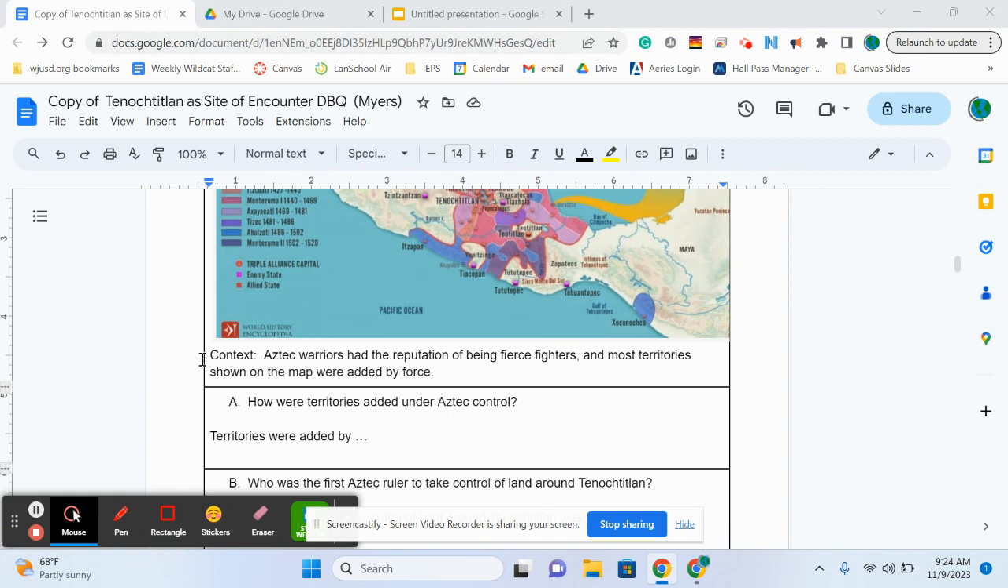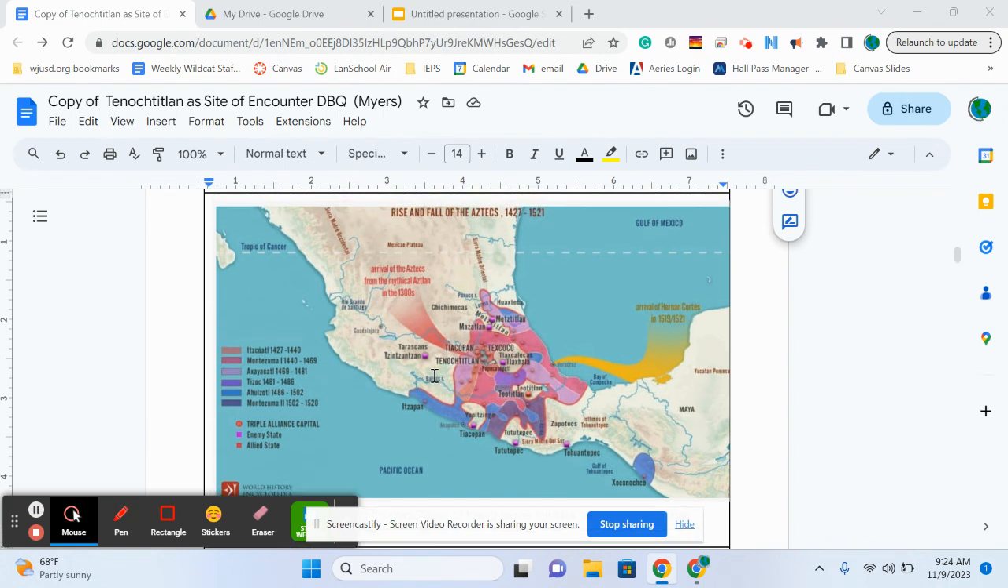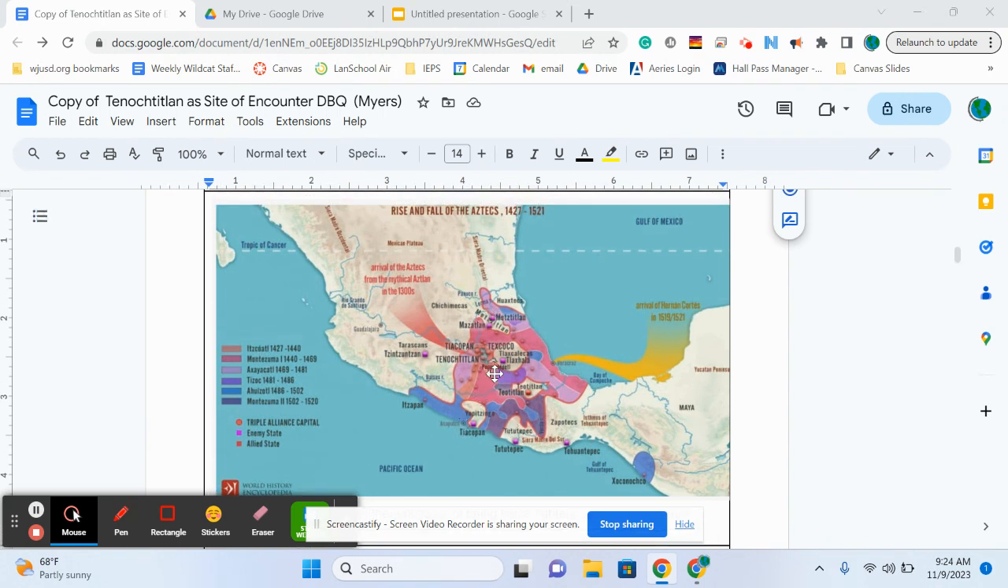And the context says, Aztec warriors had the reputation of being fierce fighters, and most territories shown on the map were added by force. Okay, so we know we've got fierce fighters added by force, so we're talking about conquest. Okay, so if we scroll back and we look at our map, we have what is today central Mexico in Mesoamerica. This little blue you can kind of see right there is Lake Texcoco with the city of Tenochtitlan right there. And all these different colored blobs are the territories that were added by the Aztecs.